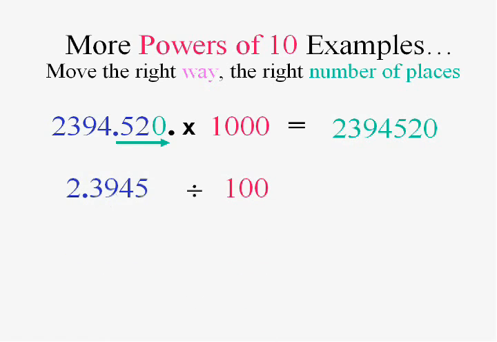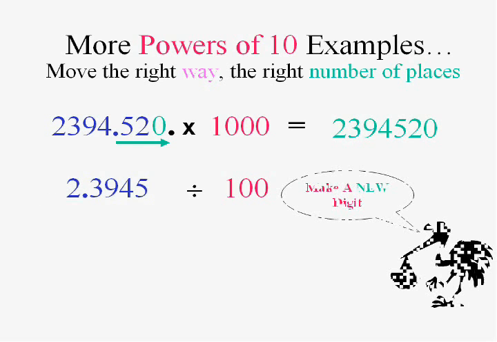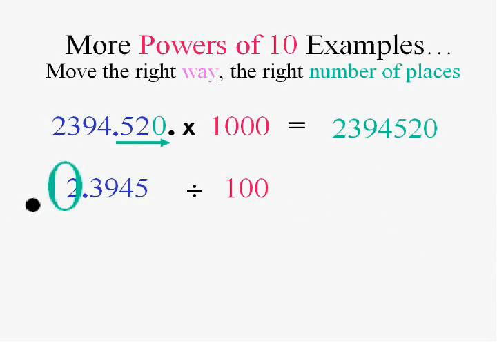And the same thing happens with division. Now in this case, we're going to move to the left because it's division, but we need to move over 2 places. But we don't have 2 places. So we're going to create another place by adding a 0 in the appropriate spot. And that will be your answer.